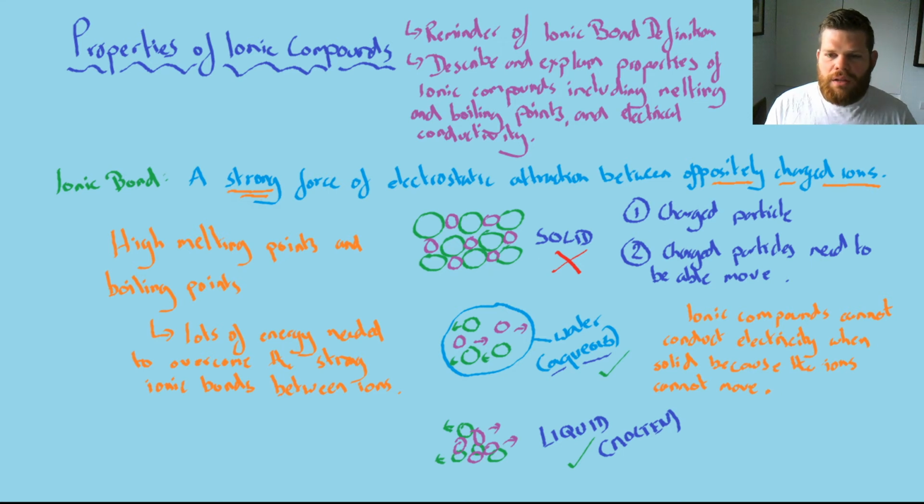So we can go on to say that when ionic compounds are molten or in an aqueous solution, they can conduct electricity because the ions are free to move.